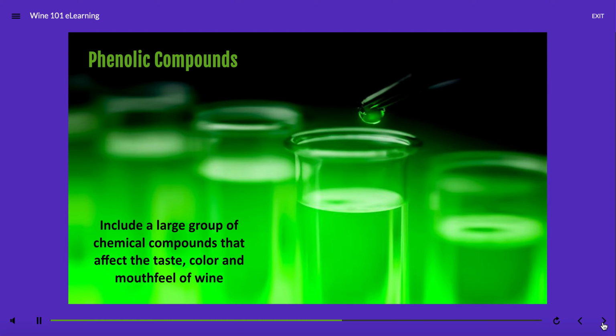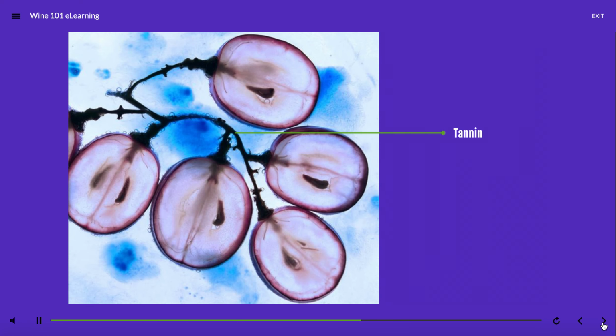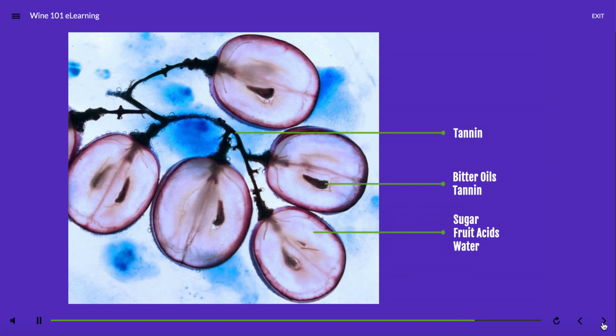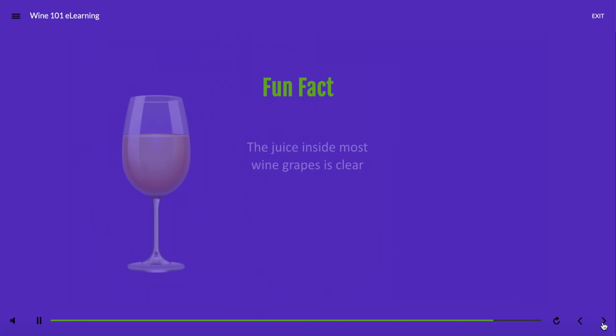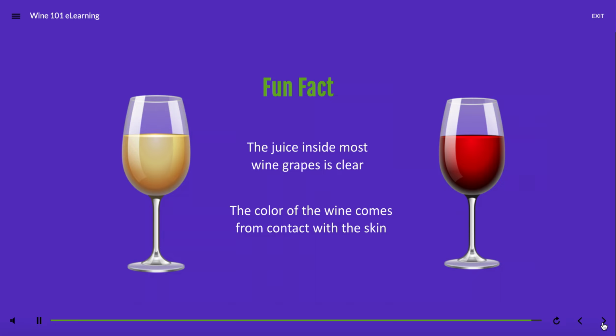of wine. For example, the grape stalk contains tannin and can be quite bitter. Therefore, they are used sparingly, if at all, in most fermentations. The grape seed or pip contains bitter oils and tannin. The pulp contains sugar, fruit acids, and water. Fun fact, the juice inside most wine grapes is clear. The color of the wine comes from contact with the skin.